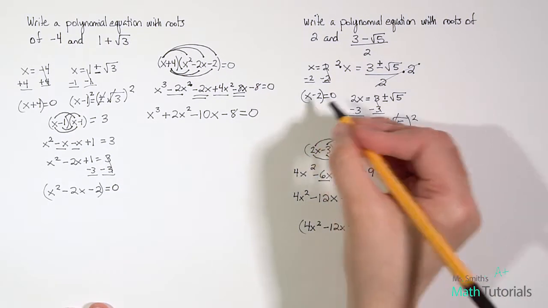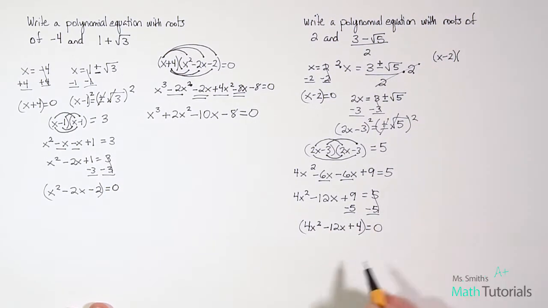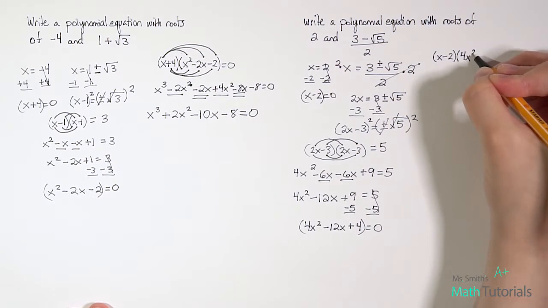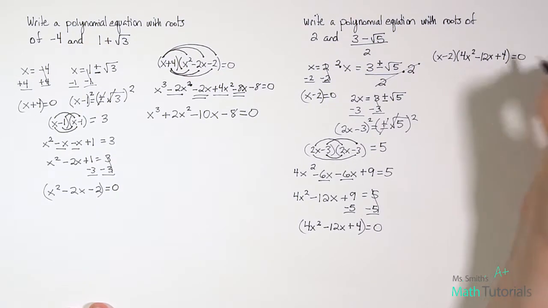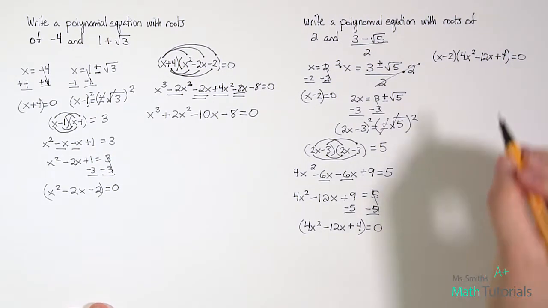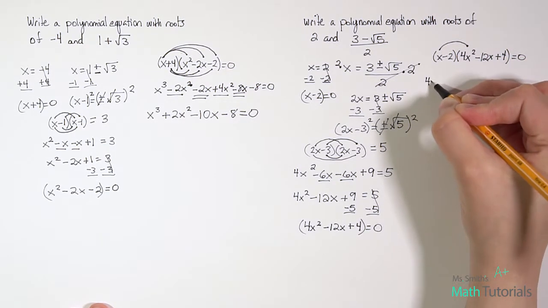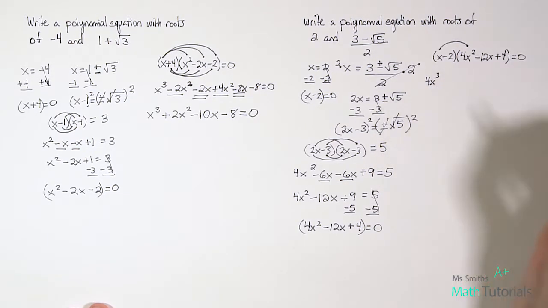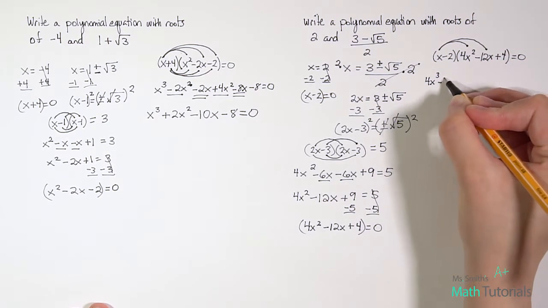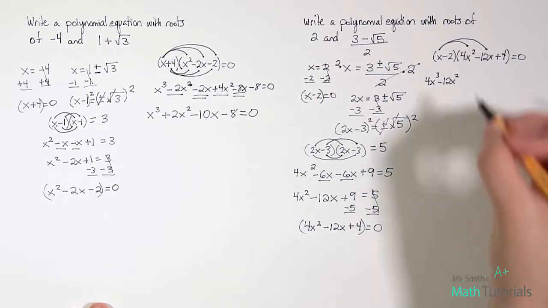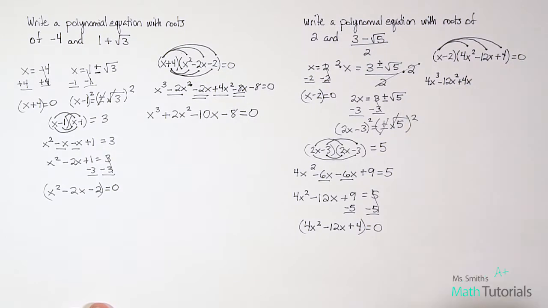I want to take my first factor of x minus 2, and I want to multiply it by my second factor of 4x squared minus 12x plus 4, and they equal 0. So now let's actually distribute. X times 4x squared, that is 4x cubed. And then we've got our x times negative 12x, which would be negative 12x squared. And then we've got our x times our 4, so positive 4x.